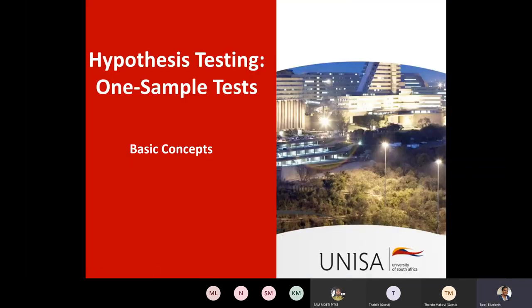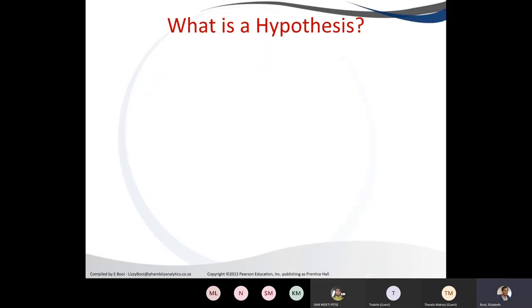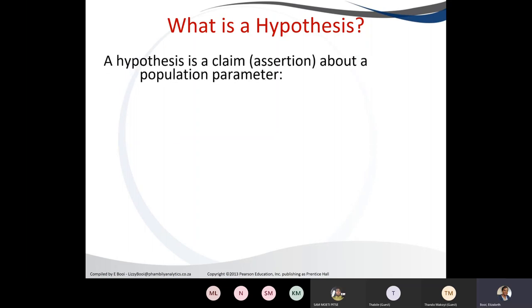So what are the things that you need to know about hypothesis testing? In your module, you only do hypothesis testing for one sample test, so it means we only have one population where we collect the sample from. So, what is hypothesis testing? A hypothesis test is just a claim that the researcher wants to prove.